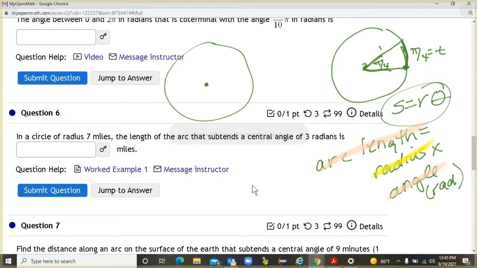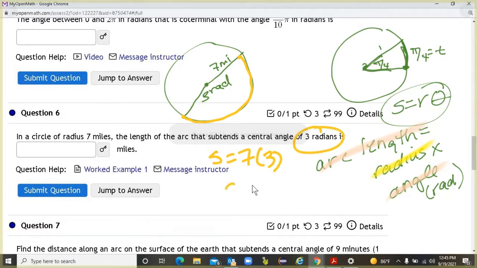So in this picture, my circle has a radius of 7 miles, and it says the central angle is 3 radians, which is just shy of pi. So this is 3 radians. We want to know what the length of this arc is. So that is S. So S is equal to R times theta in radians, and it told me that it's in radians. So this is going to be 21 miles. And again, notice it already has the miles on there, so you would just have to put the 21 in.